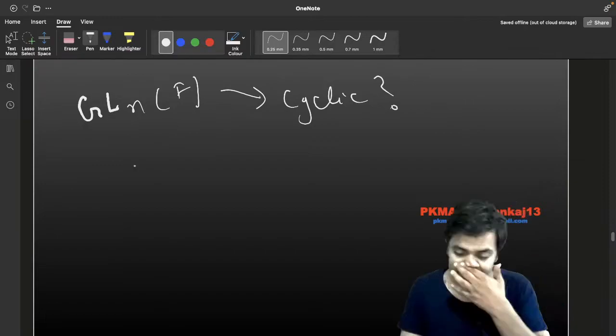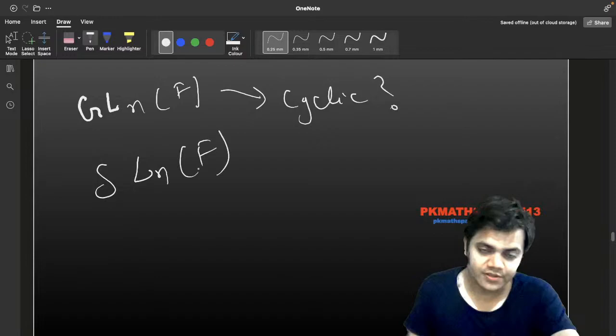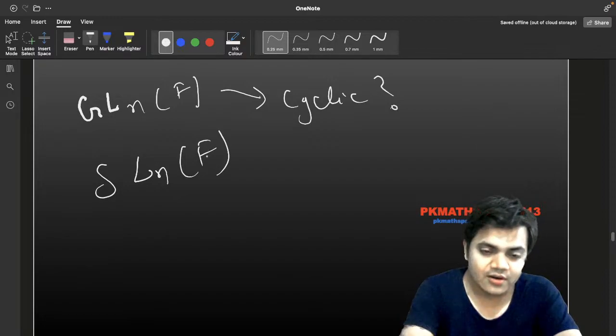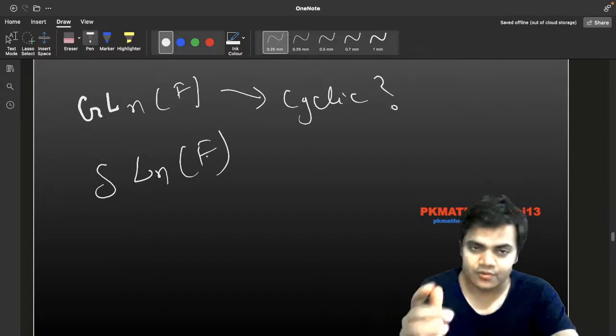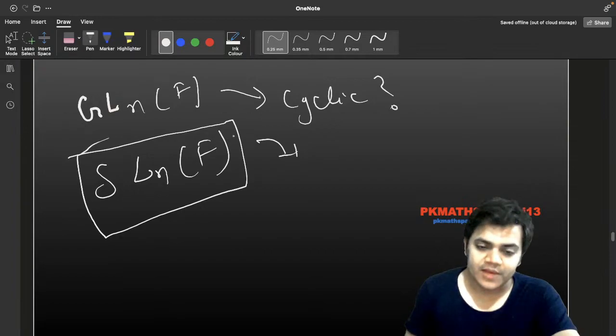We will also discuss SL_n(F), the special linear group of n by n matrices whose entries are from F. What is going to happen if we have different kinds of fields? All these things are going to be discussed in a very beautiful manner. But first of all, what do you say about this SL_n(F)? Is it cyclic? Later we will discuss GL_n(F) also.